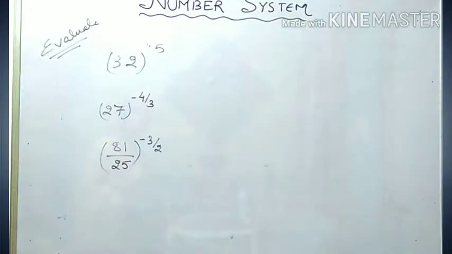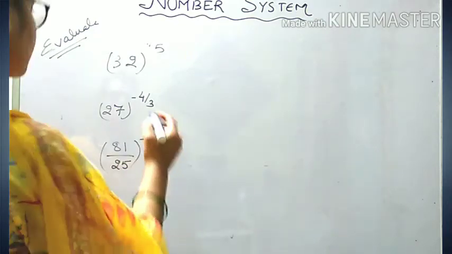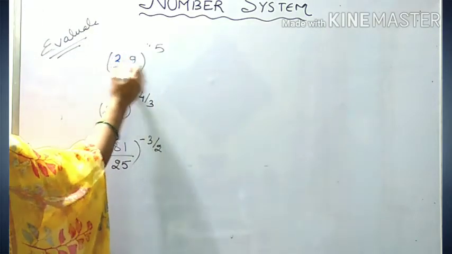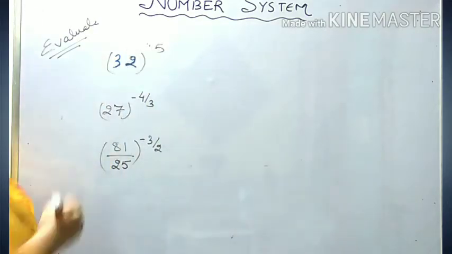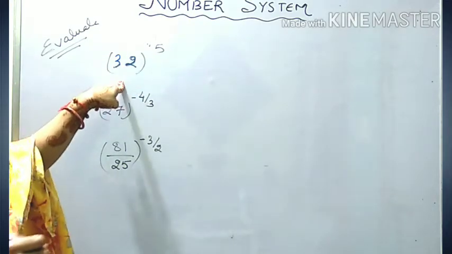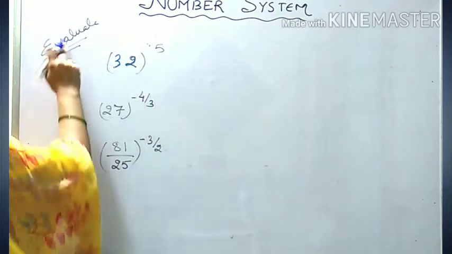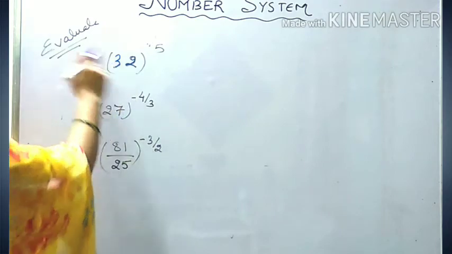Evaluate 32 to the power 1 by 5. So it is fifth root of 32. Now we have to evaluate. We don't have to write this in the radical form.